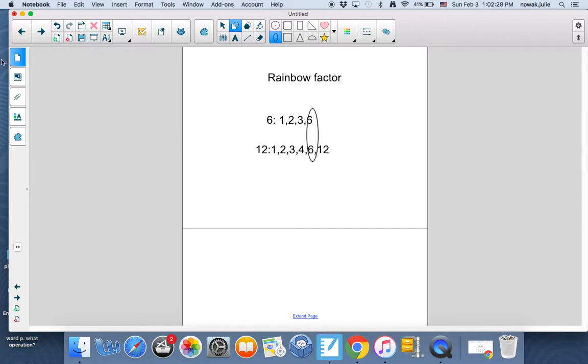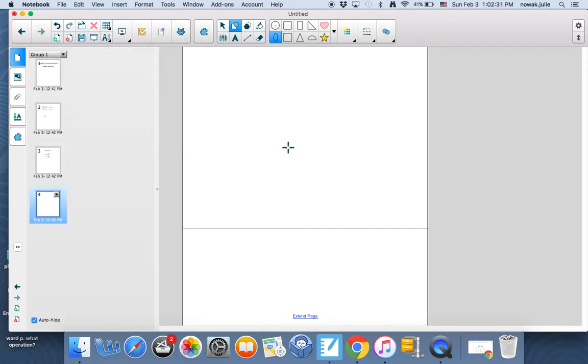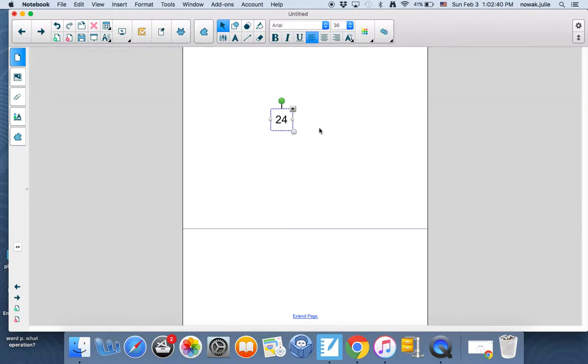Okay, let's try that with some different numbers. Let's try it with 24 and 36. Because I want to show you that you can continue the ladder for quite a while and you use the easiest factors that you can come up with. So I'm going to draw my ladder, try to come up with a common factor for 24 and 36. In this case, I'm just going to use a very easy one. I'm going to use 2 because I know both numbers are even.